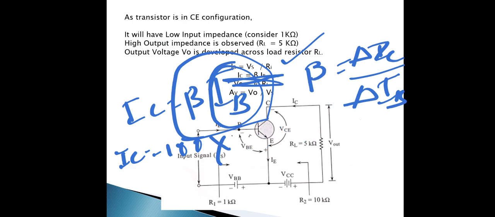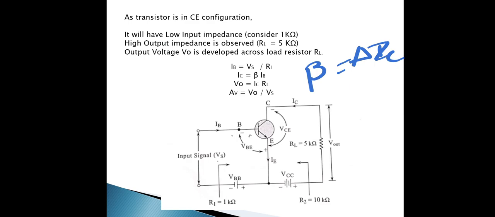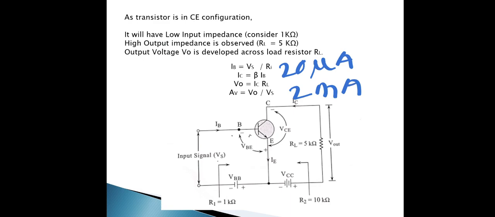So from the calculations, from the values we have chosen, we obtained the value of IB to be 20 microamperes and we obtained the value of IC as 2 milliamperes. I will write here: IB is equal to 20 microamperes, IC is equal to 2 milliamperes. Okay. Next we need to calculate the value of V naught.